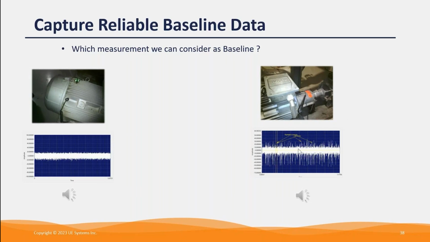so we have 2 cases. In the first case, we have a normal rushing sound and a smooth time waveform. We don't have any impacts, so we can consider both of them as we are measuring for the first time. The first motor we can consider a baseline measurement, and the other motor is also the first time to measure, but we can hear a clicking sound, and also in the time waveform we can see impacts. So I know this equipment has a fault, so I cannot consider this measurement as a baseline measurement.